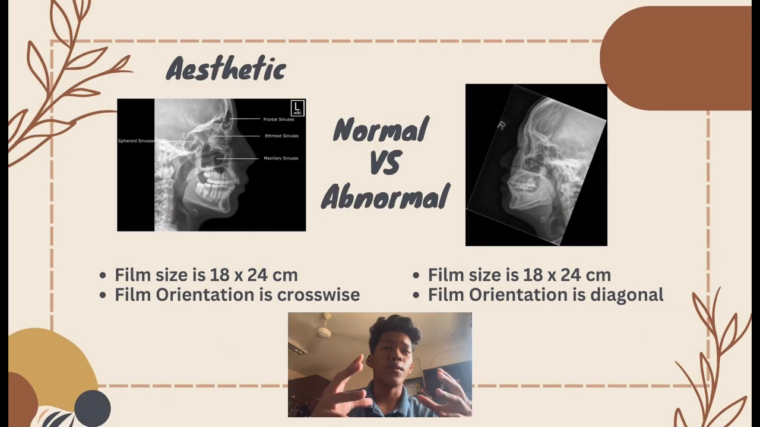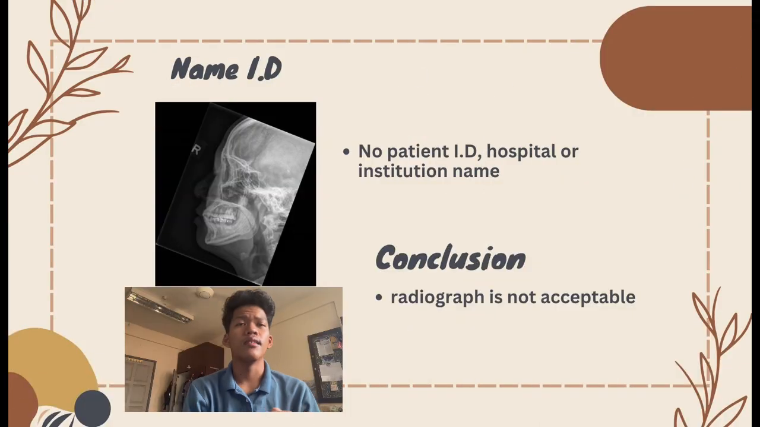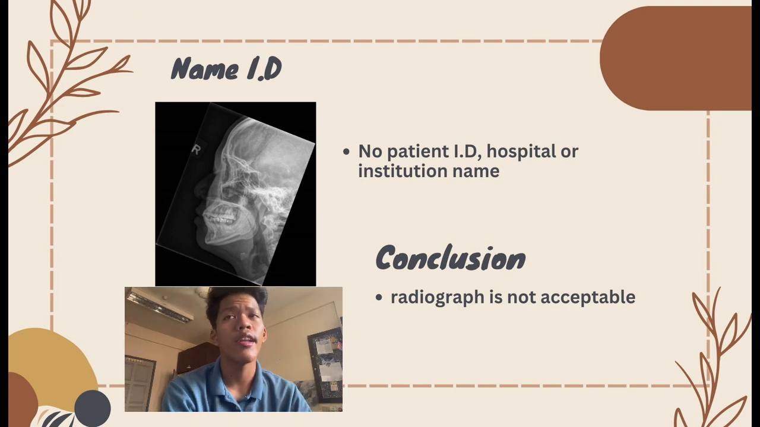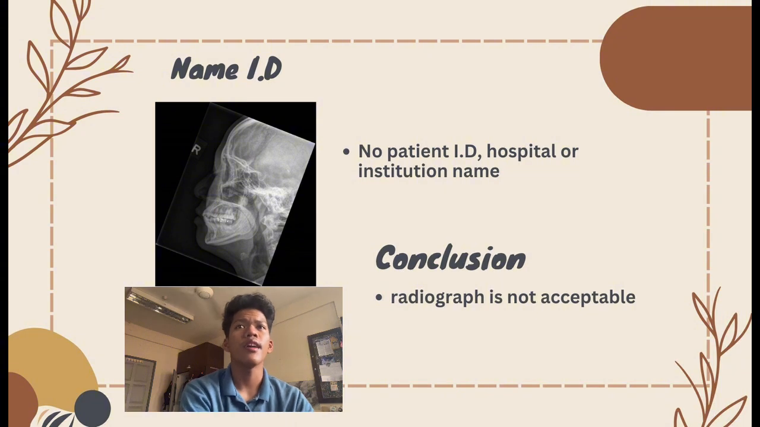Okay, next we move to aesthetic. For the normal radiograph, we use a film of 18 times 24 cm with crosswise orientation, and for the abnormal radiograph, we can see it uses an 18 times 24 cm film, and the orientation is diagonal. And lastly, for the name and ID, in the abnormal radiograph there is no patient ID, hospital or institution name. So that means the radiograph is not complete.